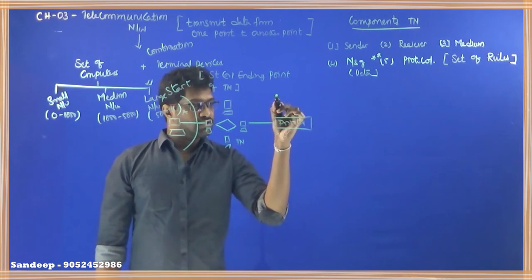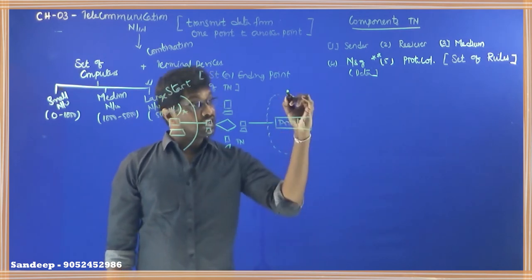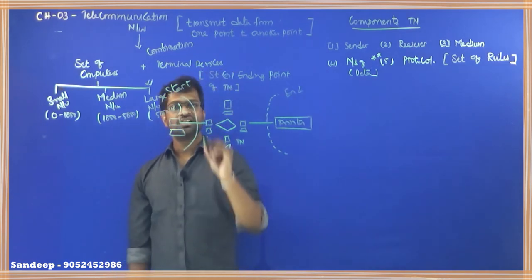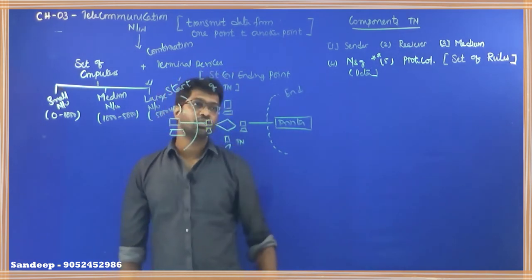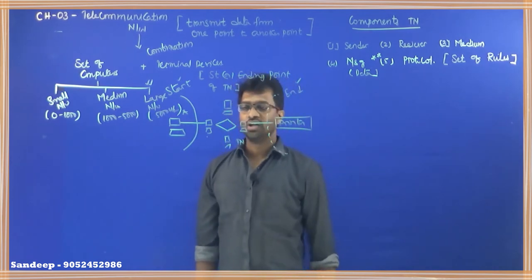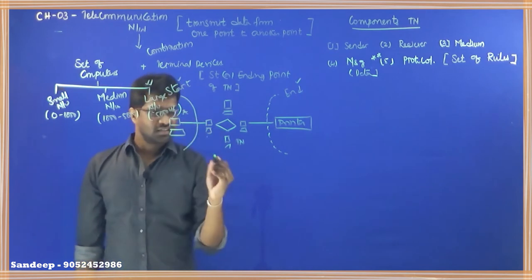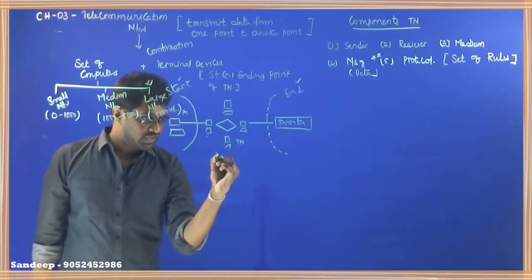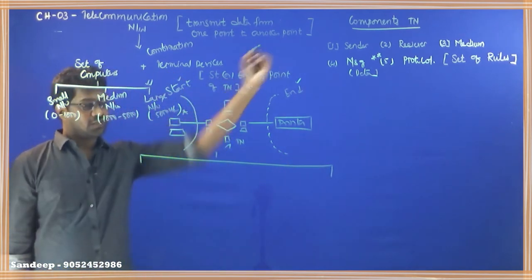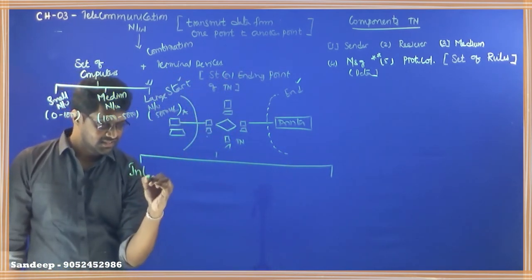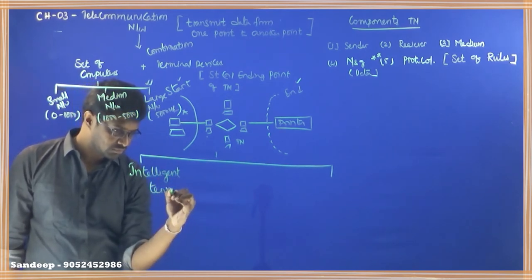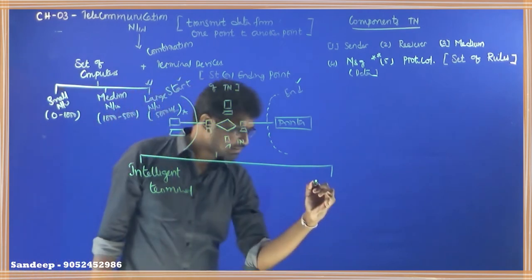Now if you see this particular printer, can I call it an endpoint? Yes, it is called an endpoint. So what do you mean by terminal? A terminal is nothing but either a starting point or an ending point of a telecommunication network. Now these terminal devices are classified into 2 types. First one is called an intelligent terminal. Second one is called a dumb terminal.